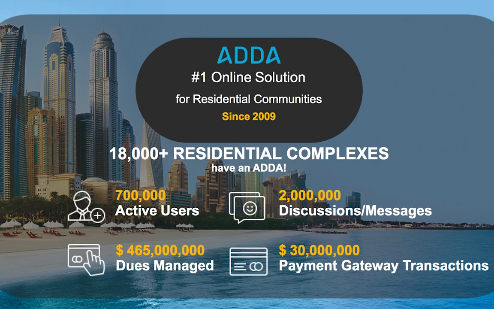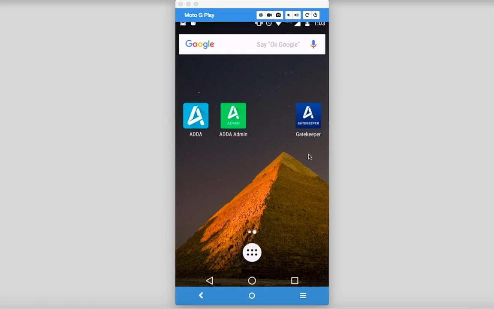ADDA is accessible in the form of mobile apps and web portal. First, let me show you the mobile apps by mirrorcasting my phone screen here. Here, you are able to see three apps. ADDA is a beautiful app through which the apartment owners and tenants can stay connected to their community, take care of their apartment maintenance, pay dues, and much more.